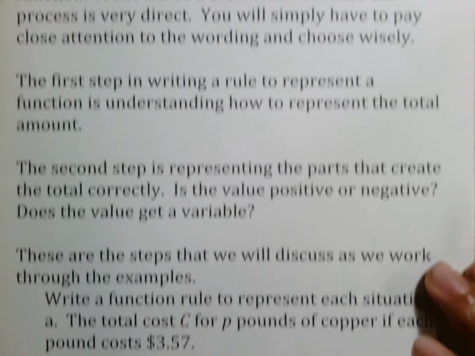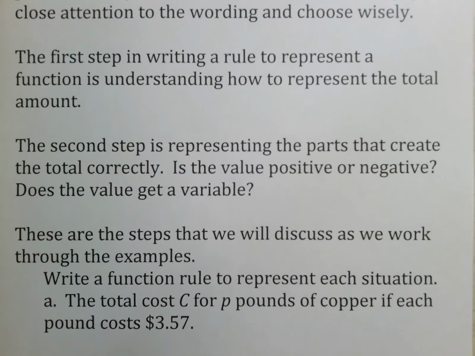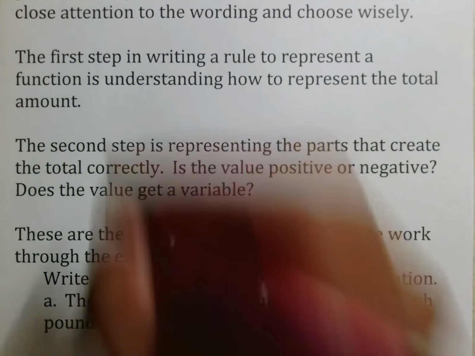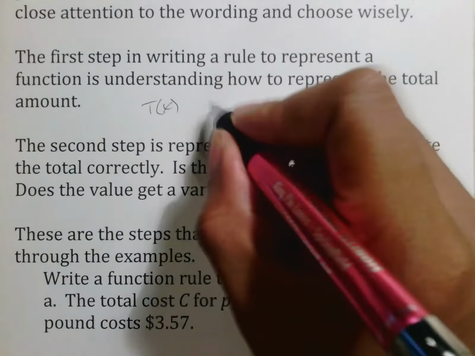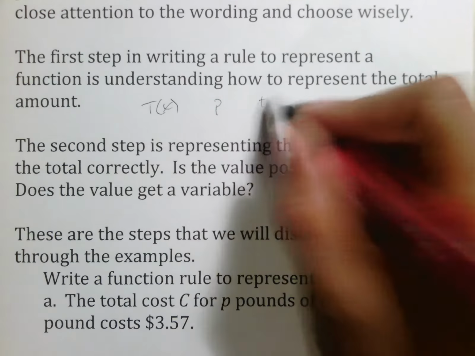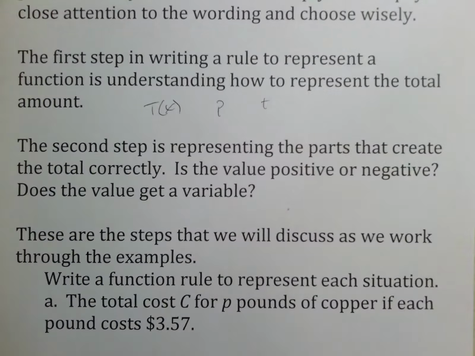The first step in writing a rule to represent a function is understanding how to represent the total amount. You're going to have to read the question and see what they want you to have as the total. Sometimes they give you something like T of x, or they'll say what is the total P, or what is the total T, or whatever, and you have to make sure you know that part.